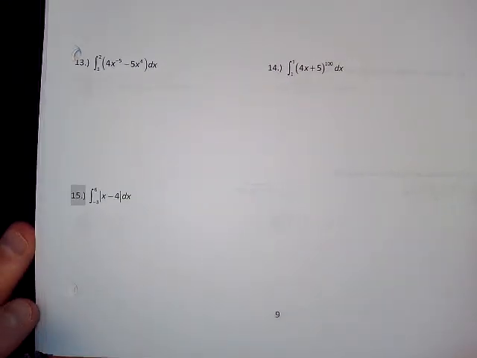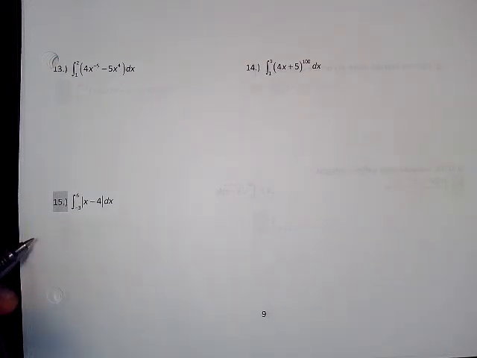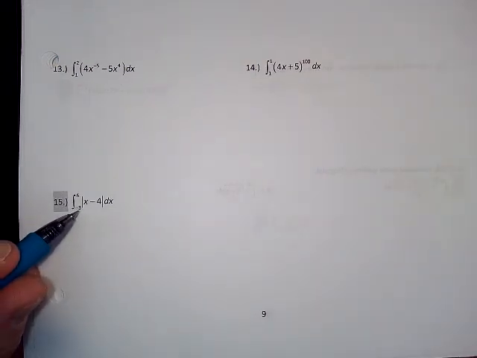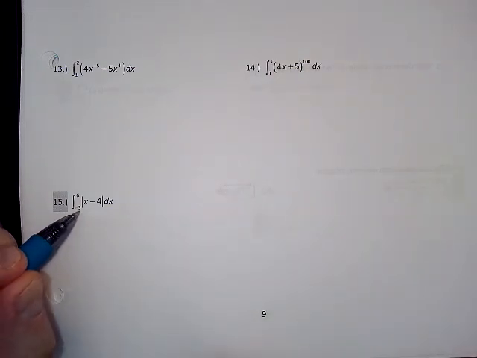This is the solution video for section 7.3, problem number 15. I have the integral from -3 to 6 of the absolute value of x minus 4 dx. Now, you need to consider a graph of this.